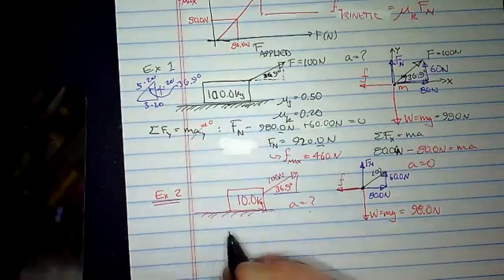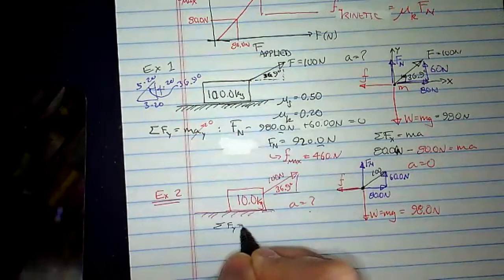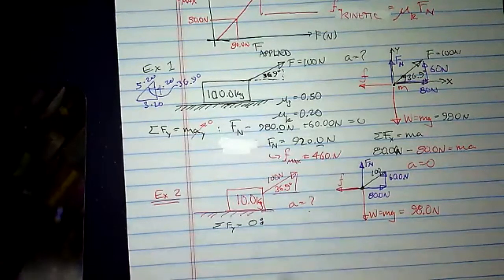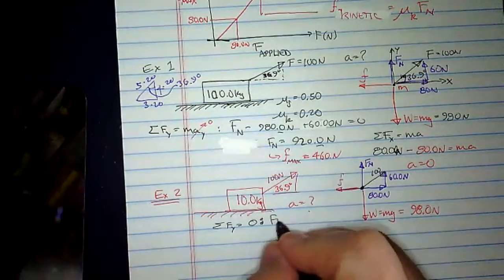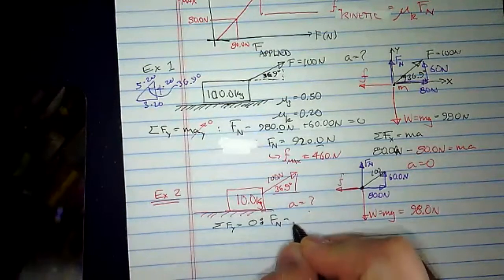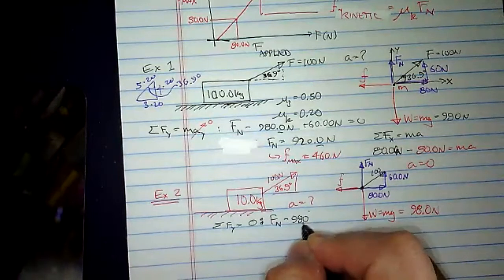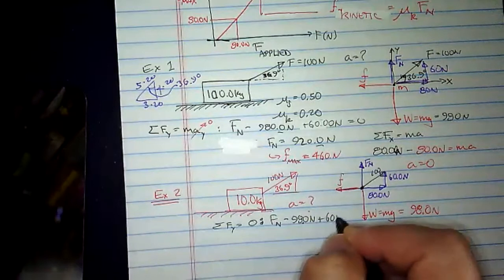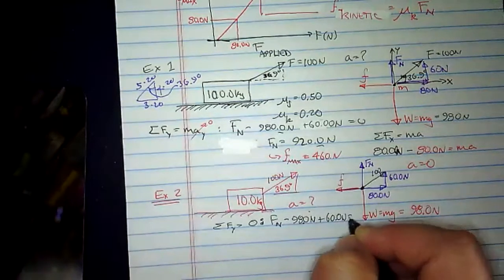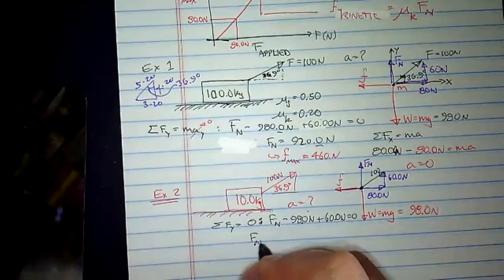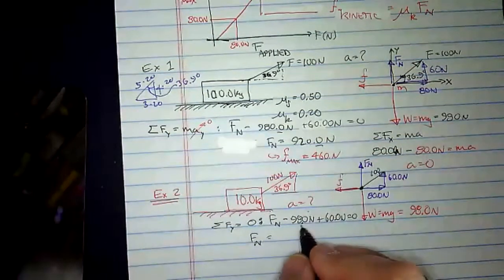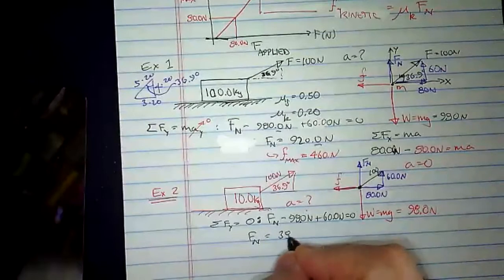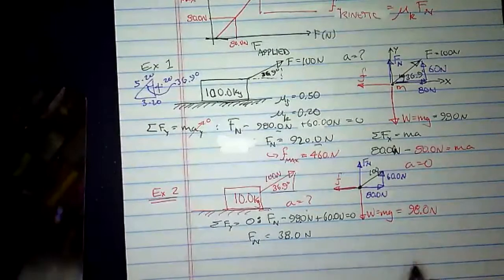So for this one, I'm going to take the summation of forces in the y direction equals 0. I think y'all can figure out by now why it's equal to 0. And that's going to be Fn minus 980, or excuse me, 98.0 plus 60.0 is equal to 0. So the normal force is actually going to be what, 38.0 newtons.